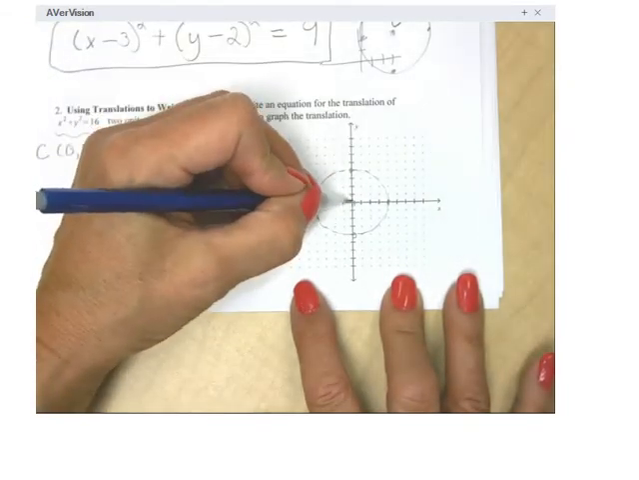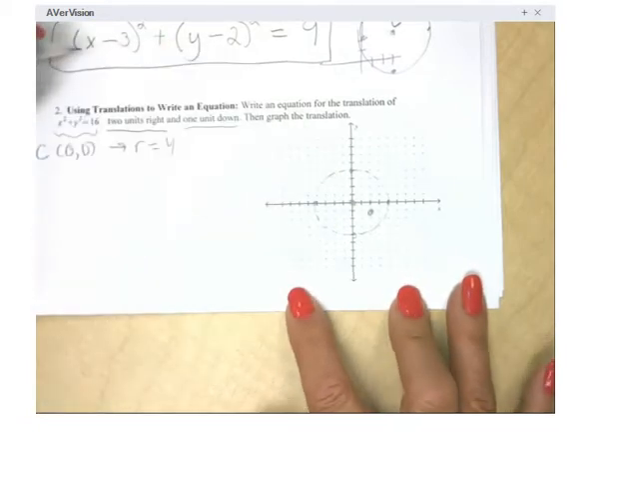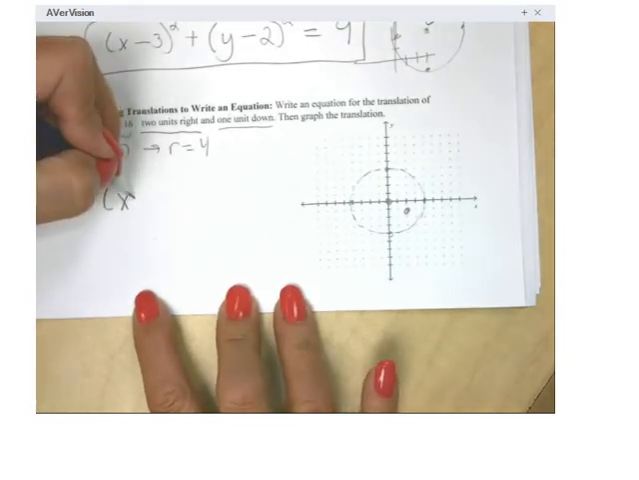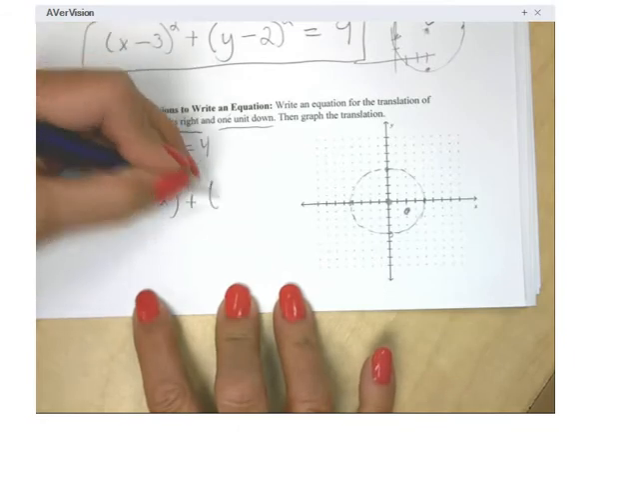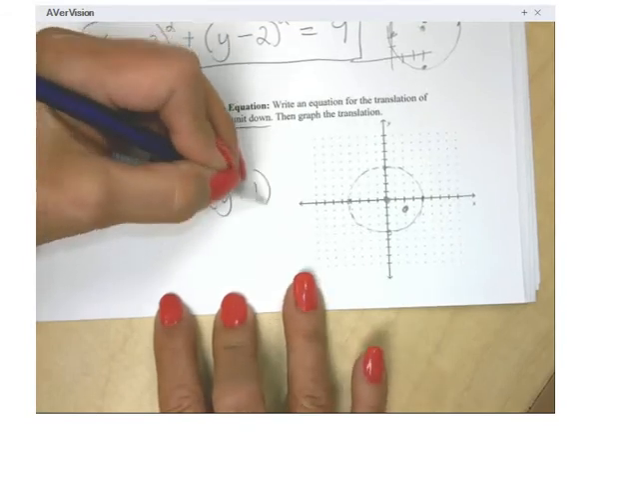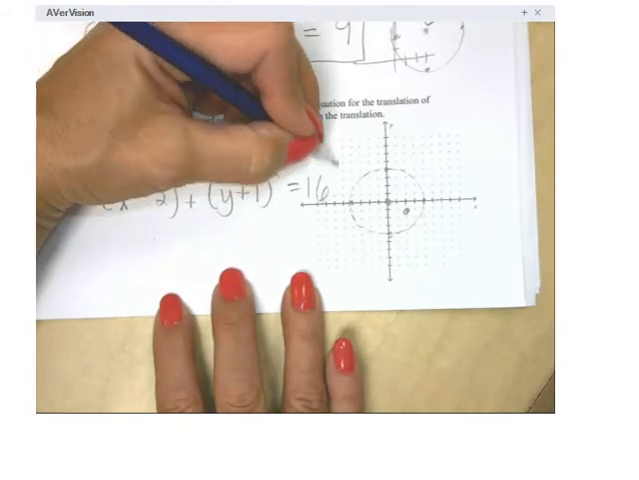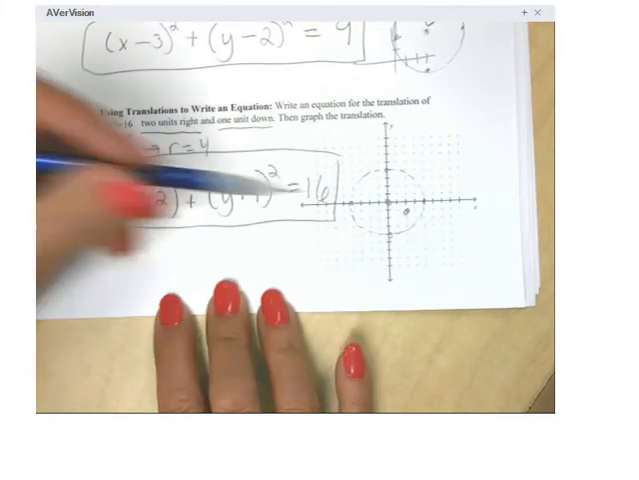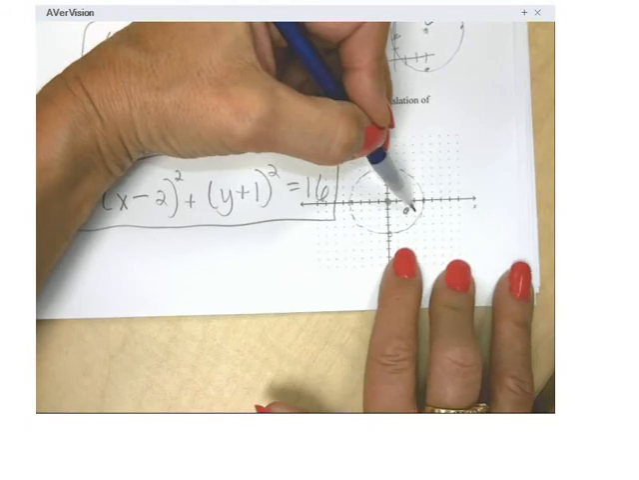But we want the graph to shift 2 to the right, and we want it to go 1 down. So we want the center to go from being at (0, 0) over 2 to the right and down 1. Very easy to do. x minus 2 will make it move right, squared. And I want it to go down 1. y plus 1, quantity squared. And that needs to equal r squared, which is still going to stay as 16.